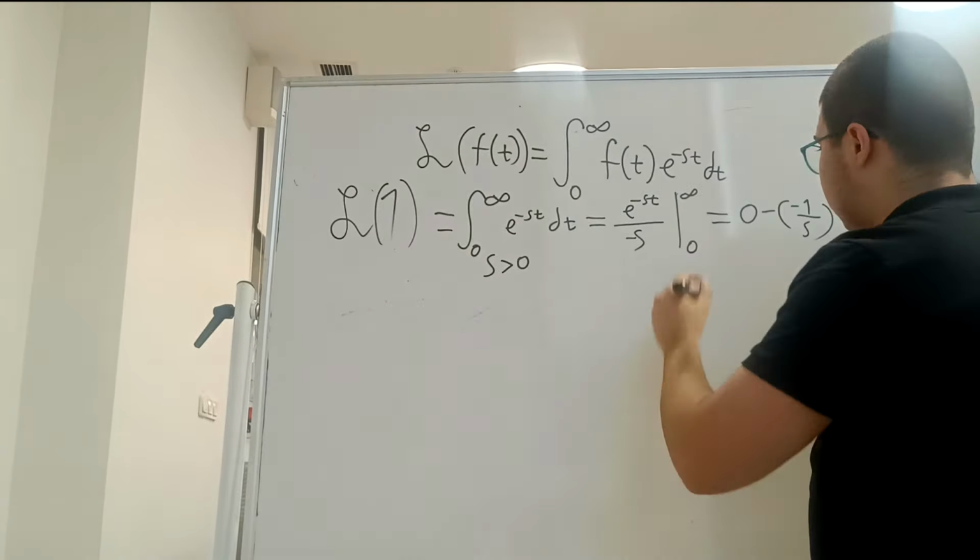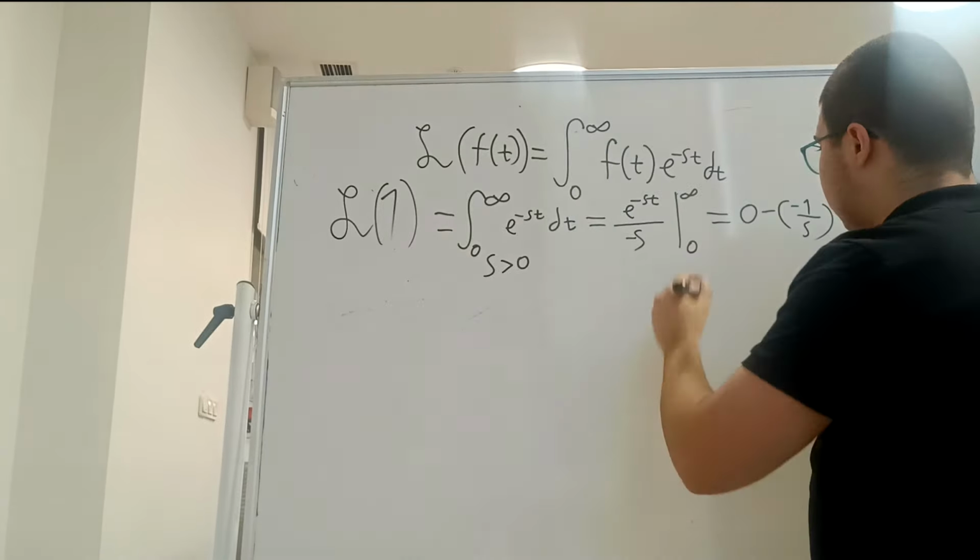Be careful. This was a function of t. Even though it was a constant function, it was a function of t. And we got out a function of s. This is why we call it a transform. It transforms our function into a different variable. So let's do the Laplace transform for a different function now.